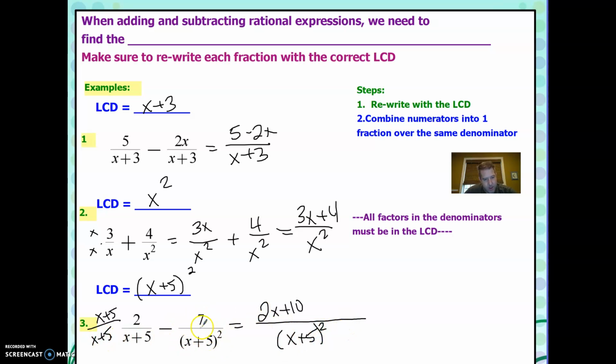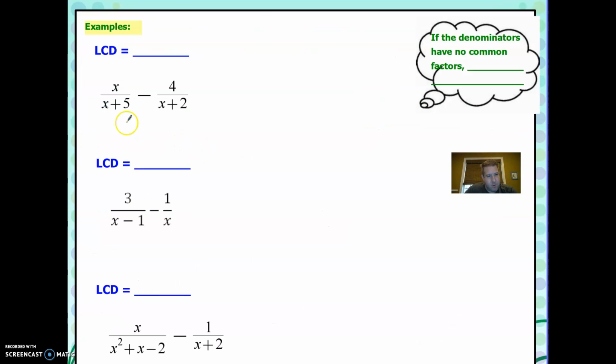Then over here, didn't have to do anything to this, so then it's just minus 7. Okay, so I didn't really need all that room. So 2x, so the 10 and the 7 can be simplified, so I'm left with 2x plus 3 over x plus 5 squared. And there's no more simplifying because I would need an x plus 5 factor on top in order to do any crossing out. Okay, so next set of questions.